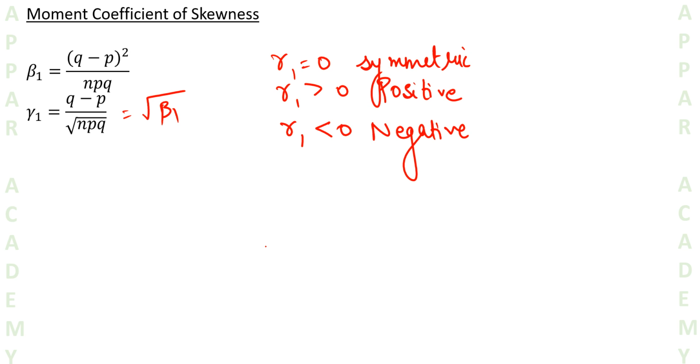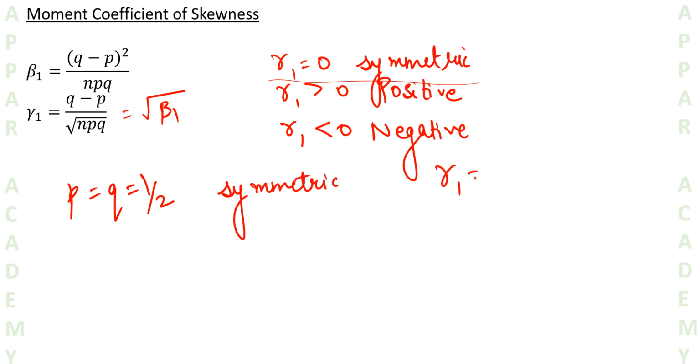One important point before moving further: the moment coefficient of skewness is 0, that is the distribution is symmetric, only if P is equal to Q is equal to half. In this case our distribution is symmetric, or gamma 1 is equal to 0, because P is equal to Q, and that is only possible when both are half, because P plus Q is always equal to 1. So in this case, we clearly know that the binomial distribution is symmetric.